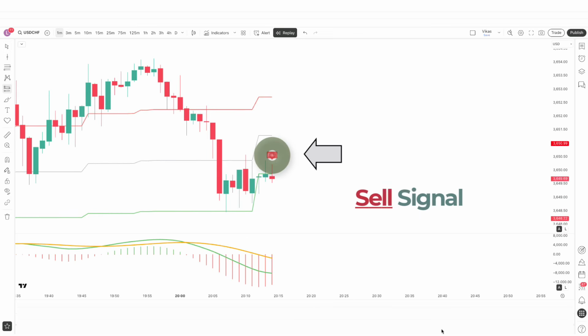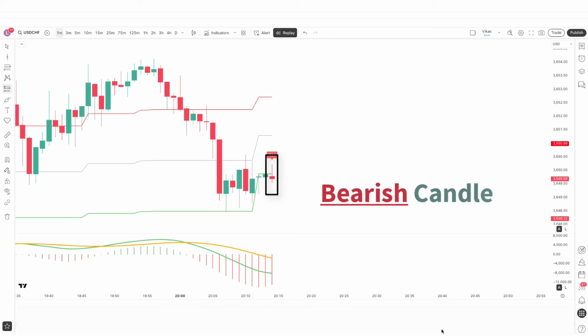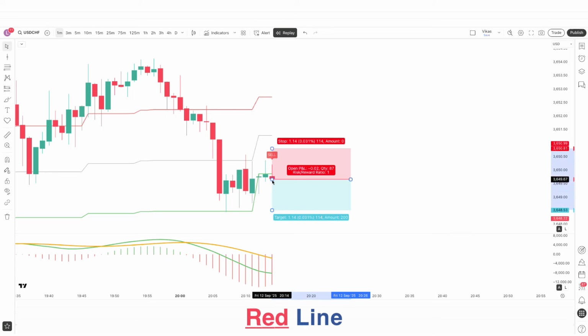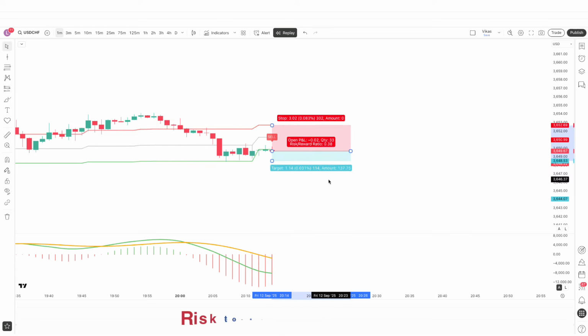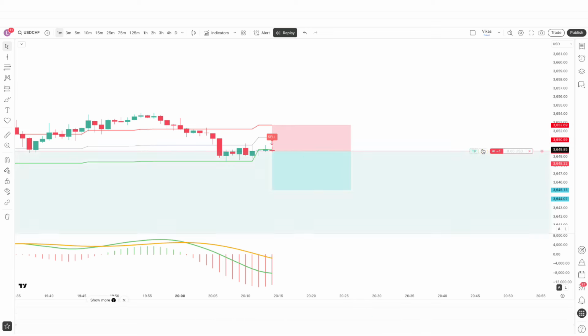Here, the Premium Discount Zones indicator gives us a sell signal. Here, the orange line of New MACD is above the green line. Here, the market has made a bearish candle to give confirmation. So all our conditions are being fulfilled, so we are placing an order to sell. Our stop loss should be at the red line, and the risk to reward ratio will be 1:1.5.